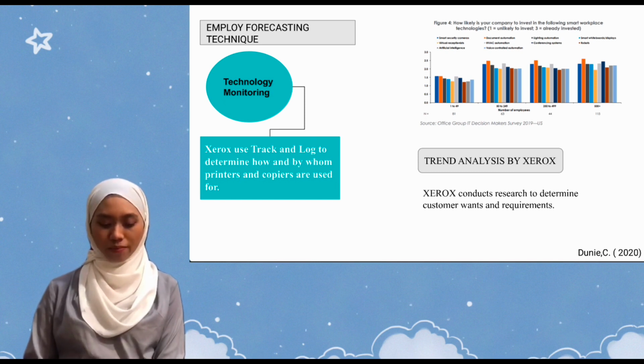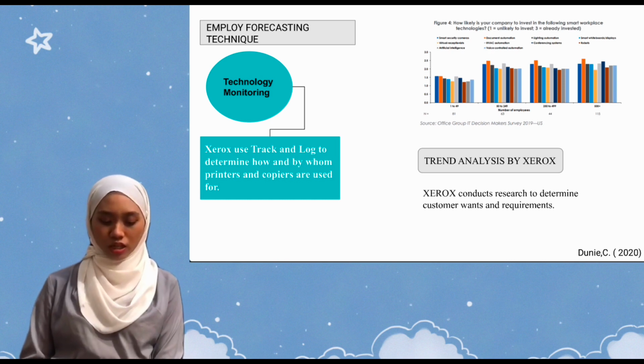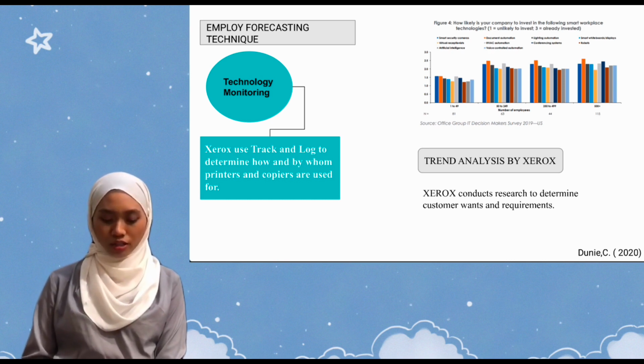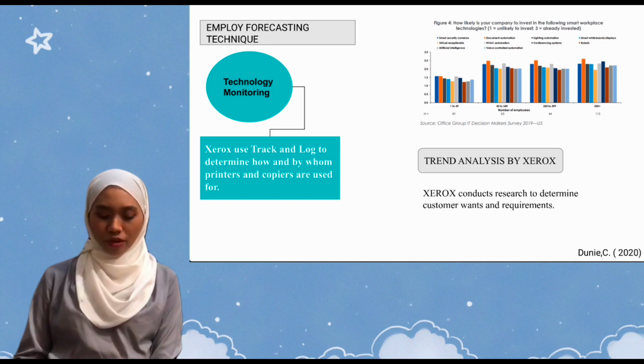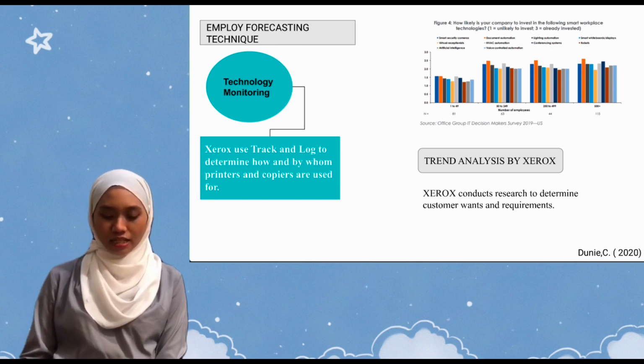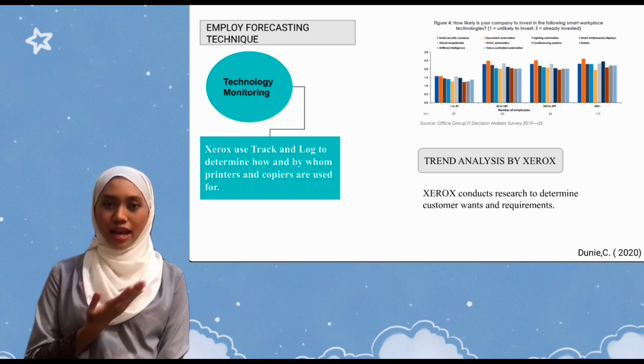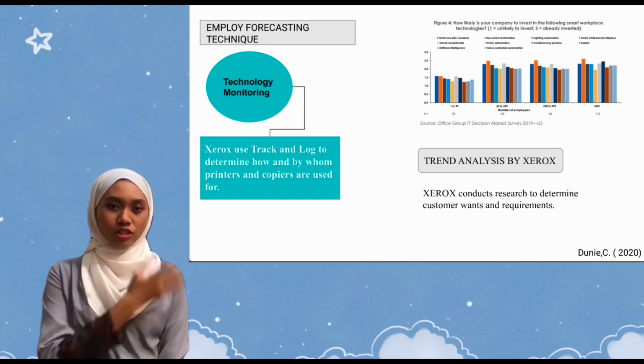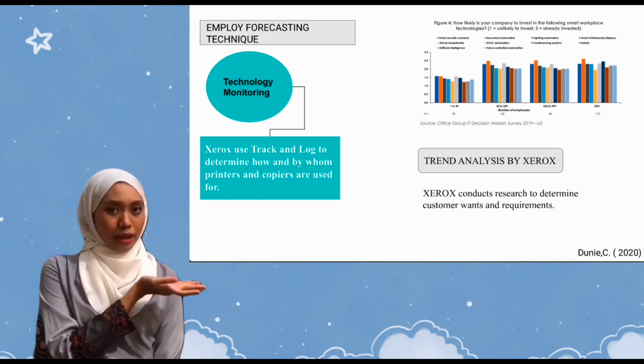determine how and by whom printers and copies are used. Xerox makes sure they produce the right product for the right targeted customer. Meanwhile, for trend and analysis, Xerox company conducts research to determine what customers want and require. The graph shows the research conducted by Xerox.